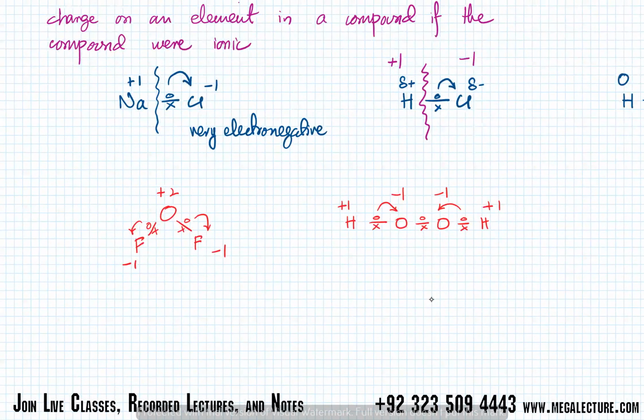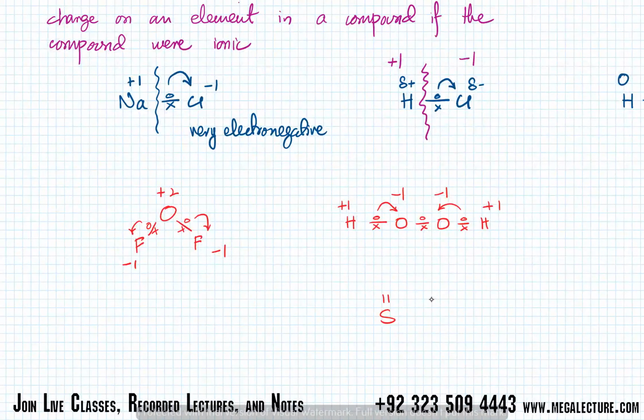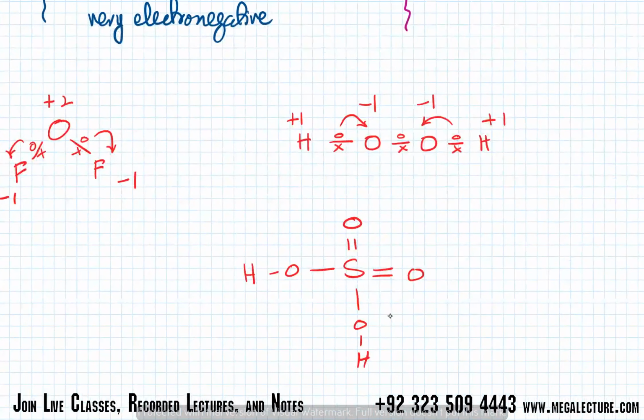Further, if I have a sulfuric acid molecule, a sulfuric acid molecule looks like this. Now, oxygen is more electronegative than sulfur. Oxygen is the second most electronegative element. So all these electrons are closer to oxygen. These electrons are also closer to oxygen. These electrons are also closer to oxygen. These electrons over here are also closer to oxygen.